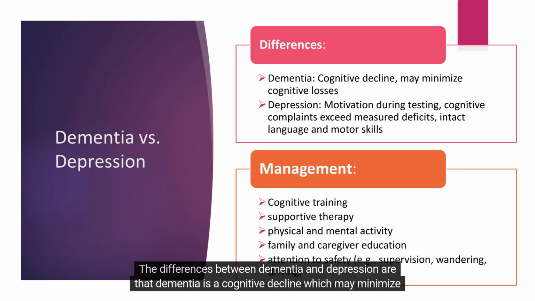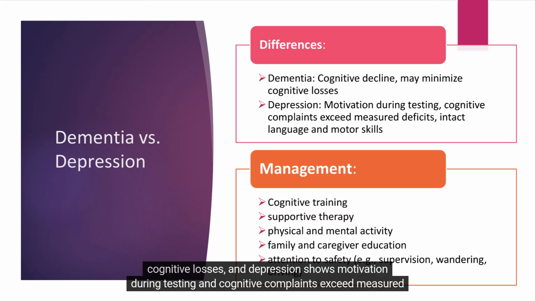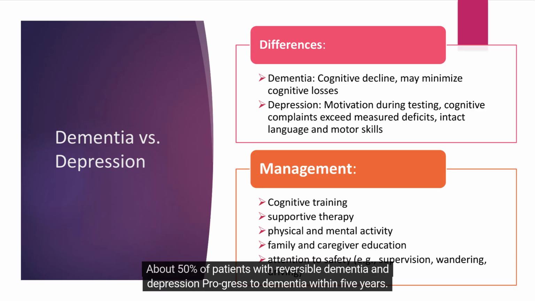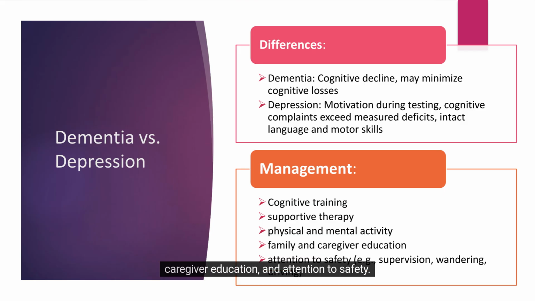The differences between dementia and depression are that dementia is a cognitive decline, which may minimize cognitive losses, and depression shows motivation during testing and cognitive complaints exceed measured deficits. With depression, the resident's language and motor skills are intact. About 50% of patients with reversible dementia and depression progress to dementia within 5 years. Management involves cognitive training, supportive therapy, physical and mental activity, family and caregiver education, and attention to safety.